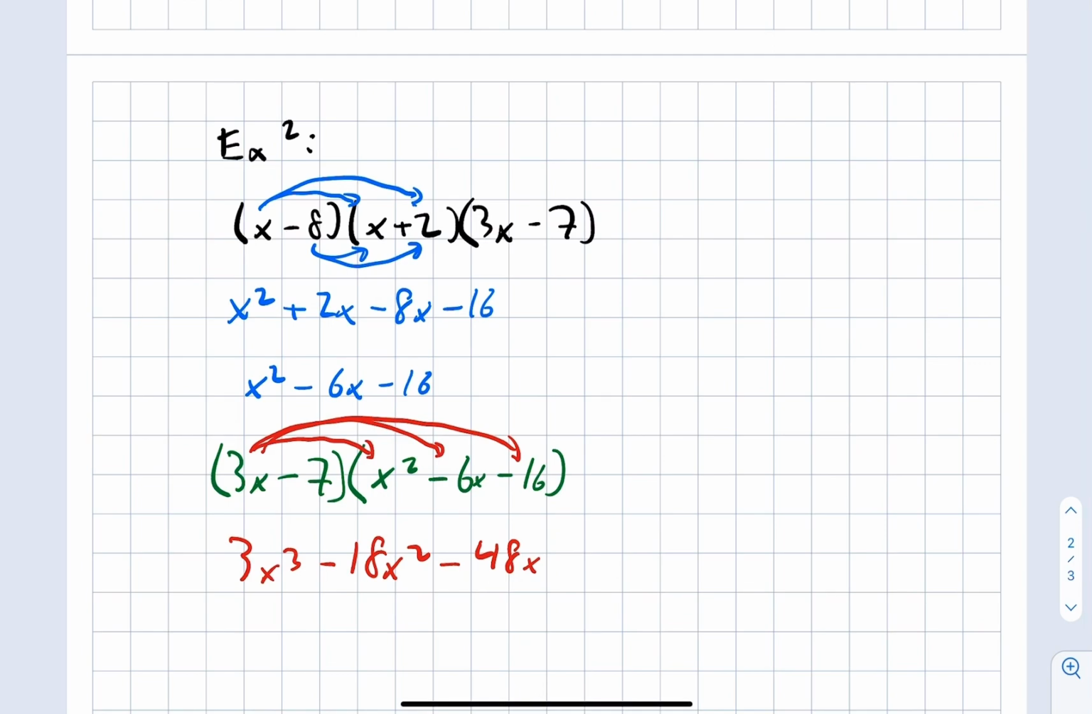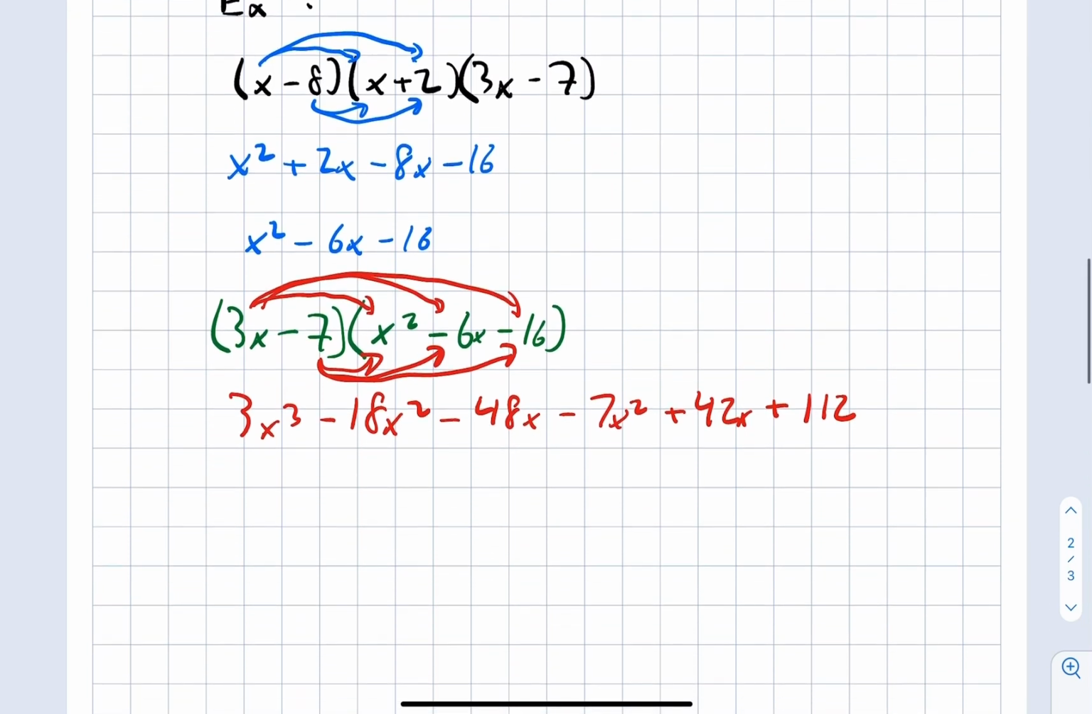Okay, now I'll go down below to this negative 7 and do the same thing. So negative 7 times the x squared is negative 7x squared. Negative 7 times negative 6x is positive 42x. And then finally, negative 7 times negative 16, that's going to be a positive, and then we multiply 7 times 16 together, we get 112.